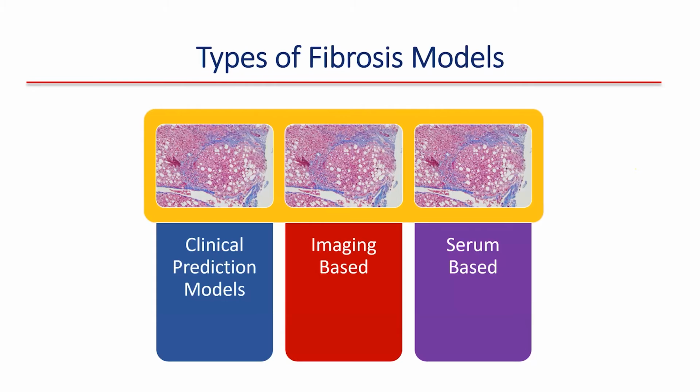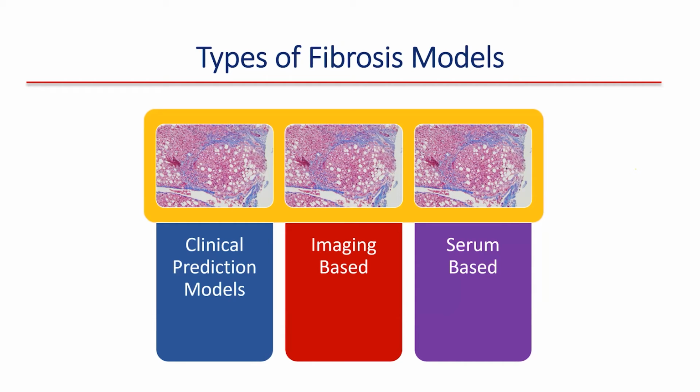Now, there are different types of fibrosis models. The ones that have been around for a while are the clinical prediction models, and these were developed initially in viral hepatitis and then have been validated extensively in non-alcoholic fatty liver disease. Then, as we got better with imaging technology, imaging-based modalities such as vibration-controlled transient elastography, MR elastography, and more recently, shear wave elastography, are proving to be very promising biomarkers.